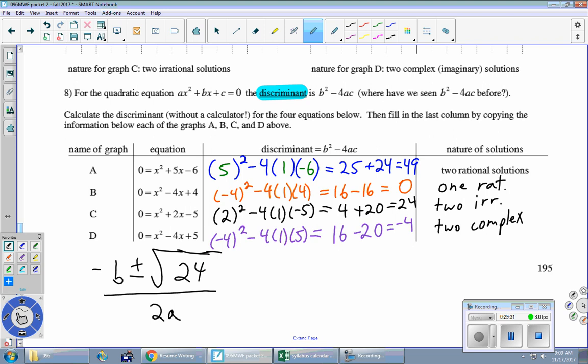And then finally, the last one is pretty easy. I will put in my square root here, negative 4. What kind of a number is the square root of negative 4?